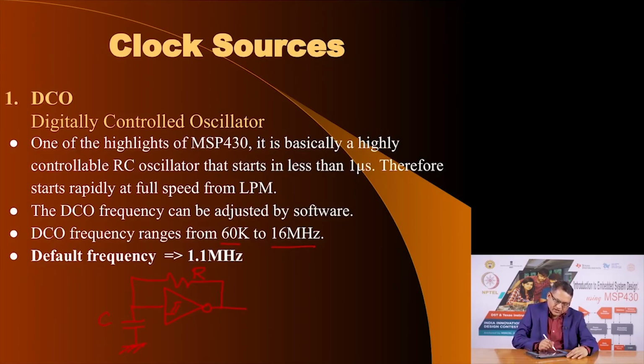It is a controlled RC oscillator, as I have mentioned, and because it is a very quick start oscillator, it can start working in less than a microsecond. It can be used to get out of low power modes of operation. We are going to consider low power modes of operation of MSP430 in a subsequent lecture, but this digital controlled oscillator allows you to switch from low power modes into active modes of operation.